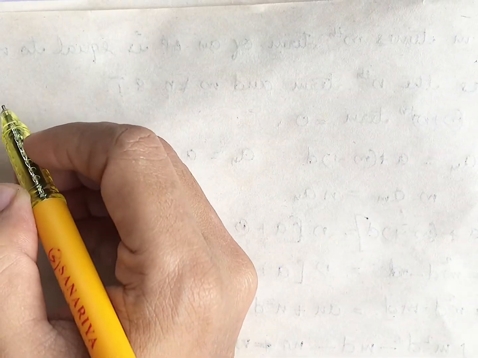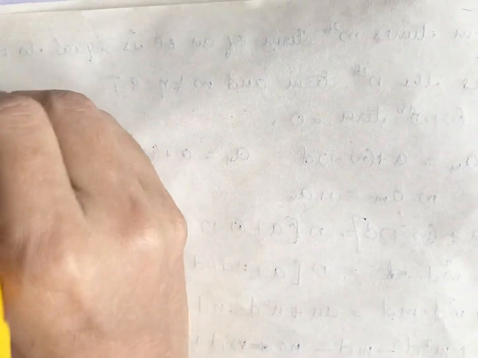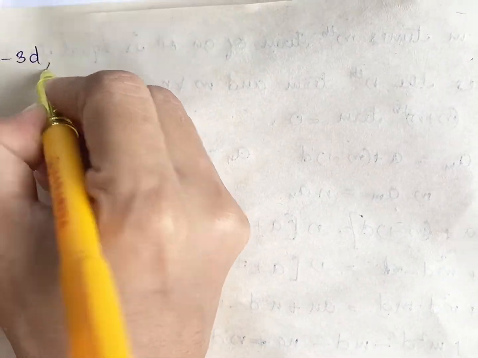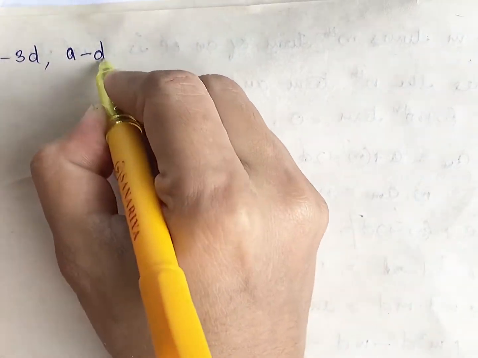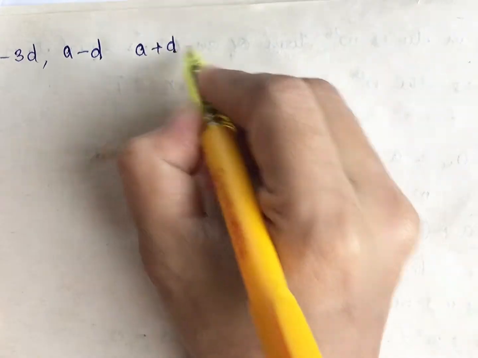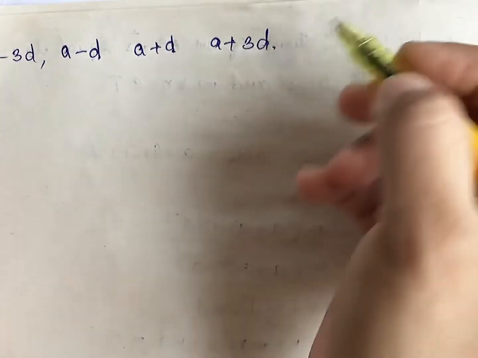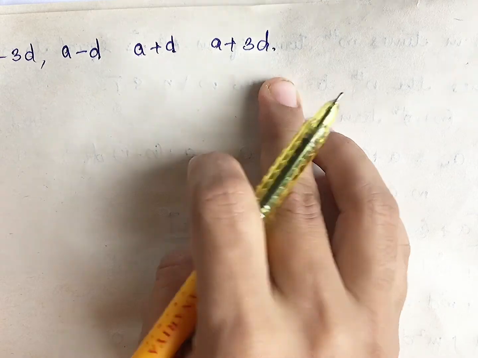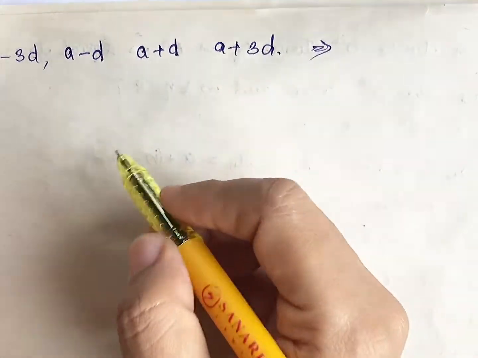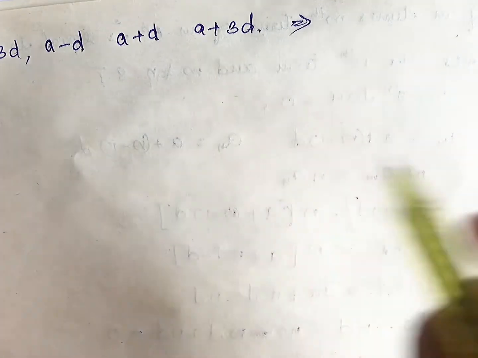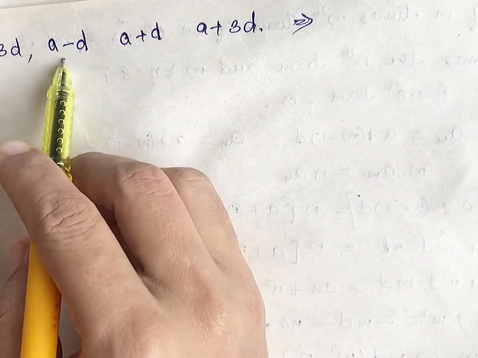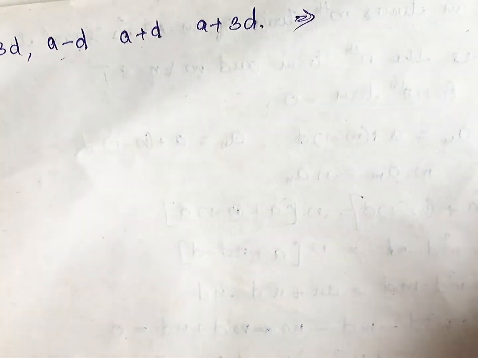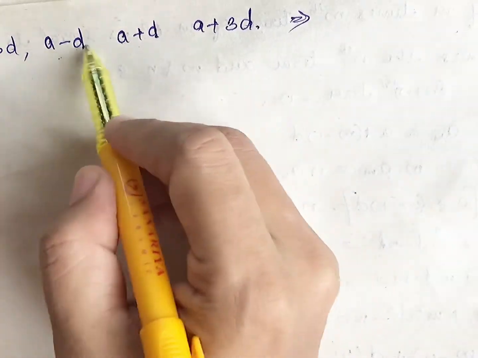In such a case where the sum of 4 terms is given, for a simple method of doing it, we'll take the terms as a minus 3d, a minus d, a plus d, and a plus 3d. We take the AP as this when it comes as an even number of terms. Like here we have 4 terms, right? Therefore the first term we will take as a minus 3d, second as a minus d, then a plus d, and then a plus 3d, where the common difference would be 2d.